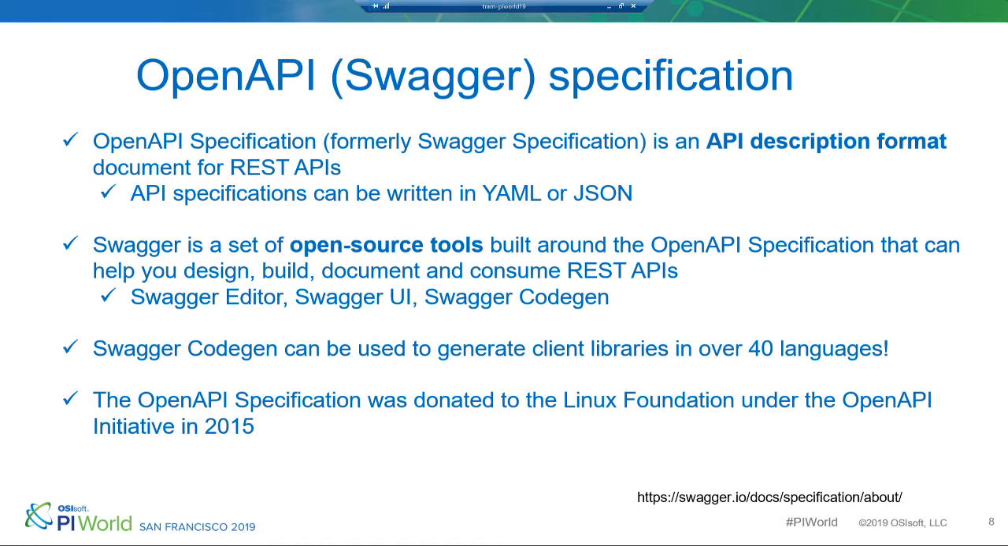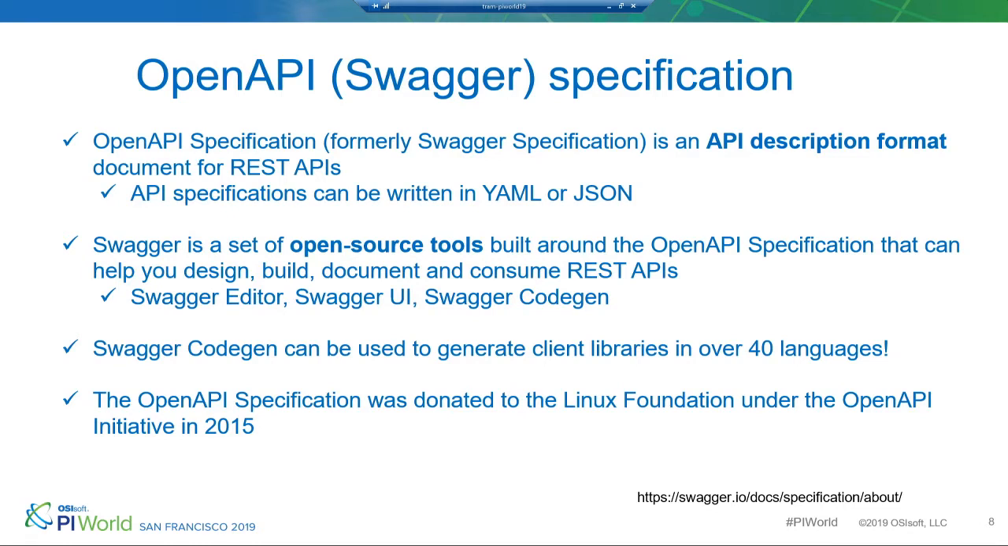The popular tools with Swagger are the Swagger Editor, Swagger UI, and the Swagger CodeGen. The code generator can be used to generate client libraries in over 40 languages. So again, it gives you a lot of flexibility, and 40 languages covers most of the popular languages. In that way, you can work in an environment you are most comfortable with, but still be able to access the PI System data through Web API.